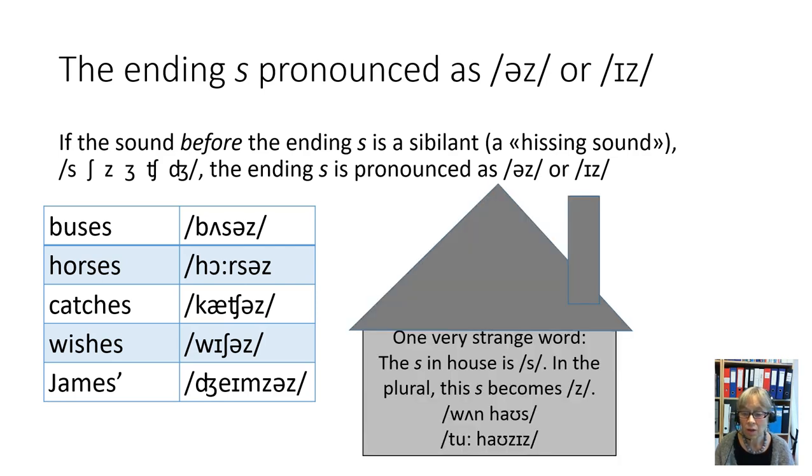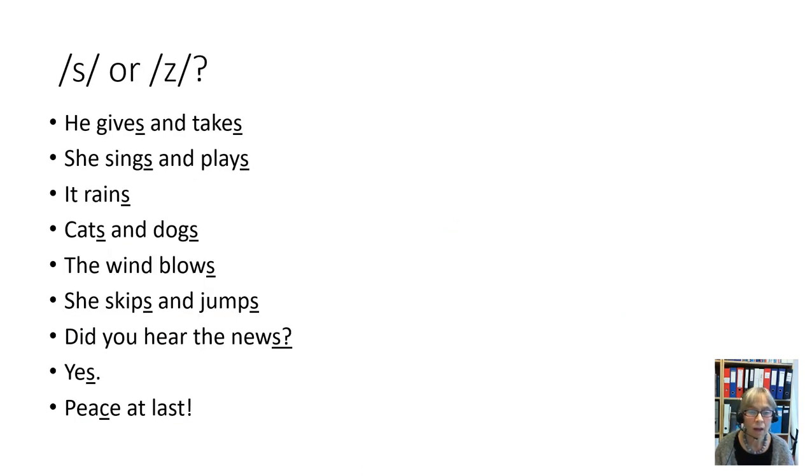There's one strange word, or it behaves a bit strangely. The S in one house is fortis, one house, but in the plural this S becomes voiced. One house, two houses. Now you can have a look at this. The underlined S's, are they unvoiced or voiced? The next slide will give you the key.